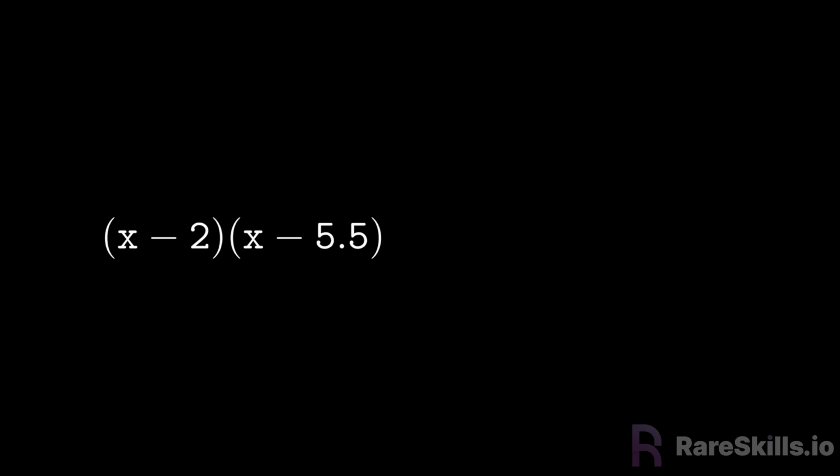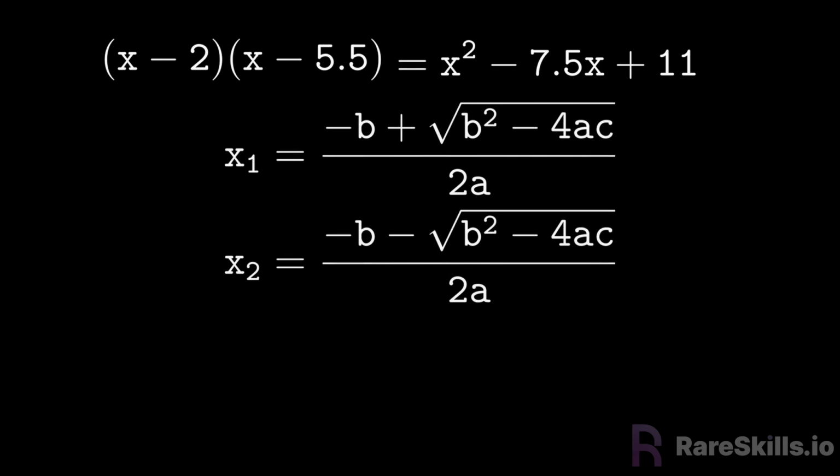Now let's take it a step further. What if I ask you to find the roots of the polynomial x raised to the power 2 minus 7.5x plus 11? You would probably plug it into this formula which has different names. Some know it as Bhaskara's formula, others call it the almighty formula because why not? But we'll refer to it as the quadratic formula as it is generally known. And you will see that the roots are 2 and 5.5.